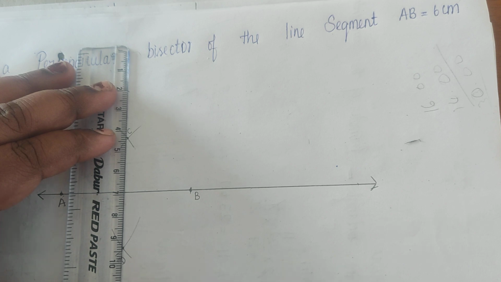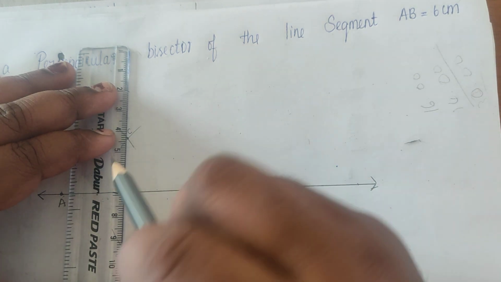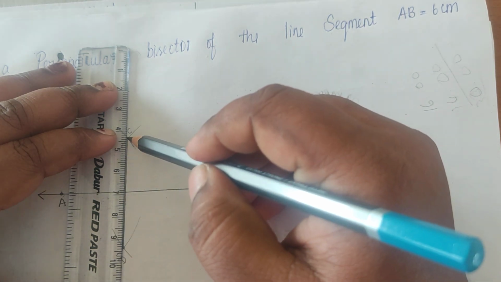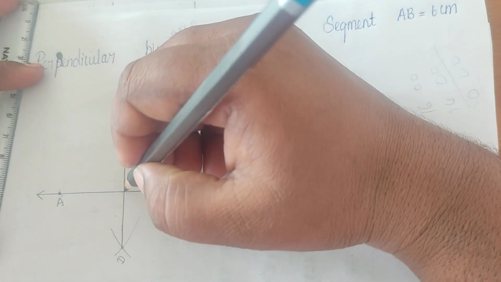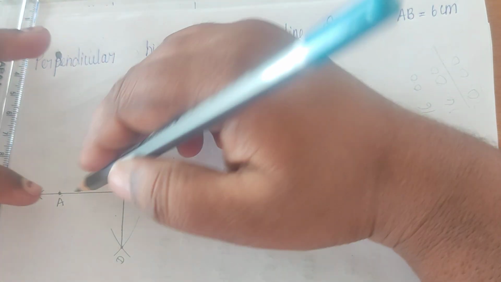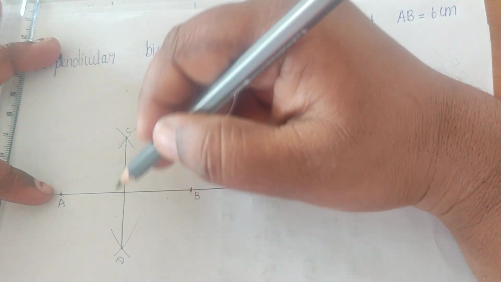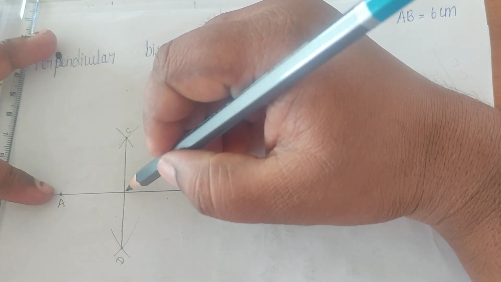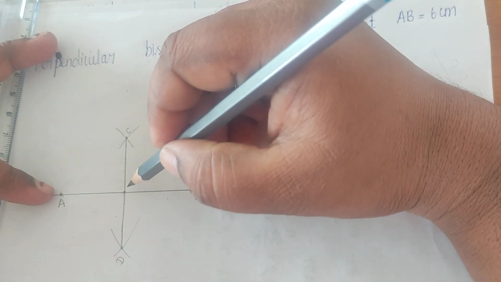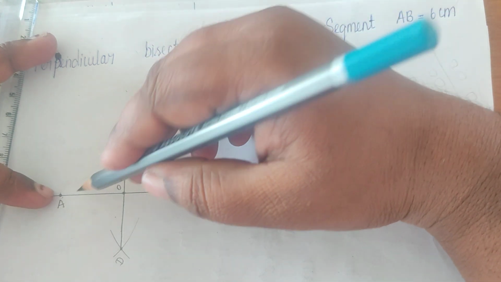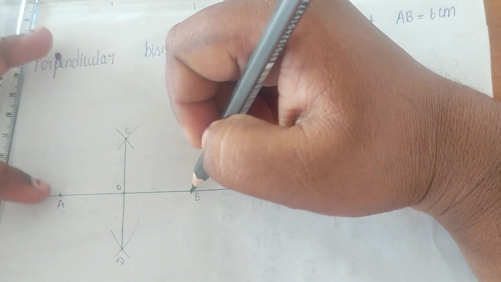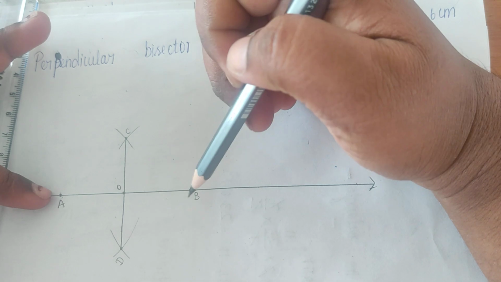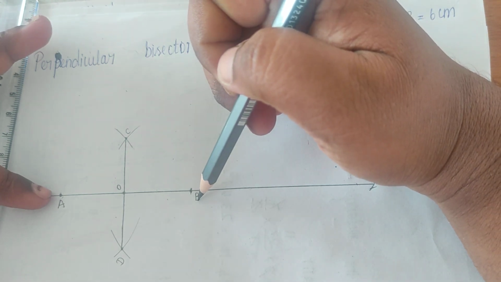Students, listen. See the 2 points. Mark them and draw a line. This is line AB and CD is perpendicular. This point is the origin O. So AB equal to 6 centimeters is divided into 2 equal parts, AO and OB are equal parts. Okay students, can you understand?